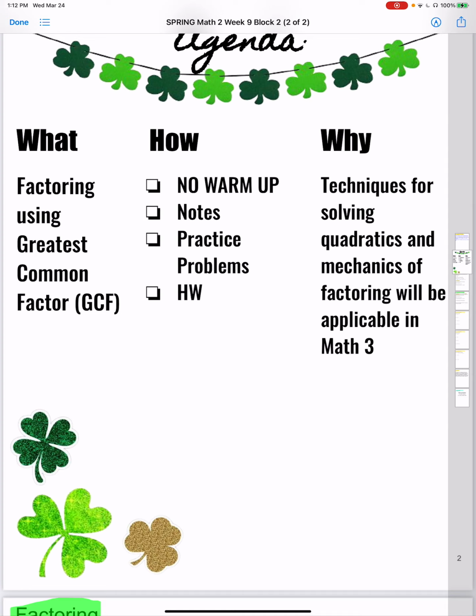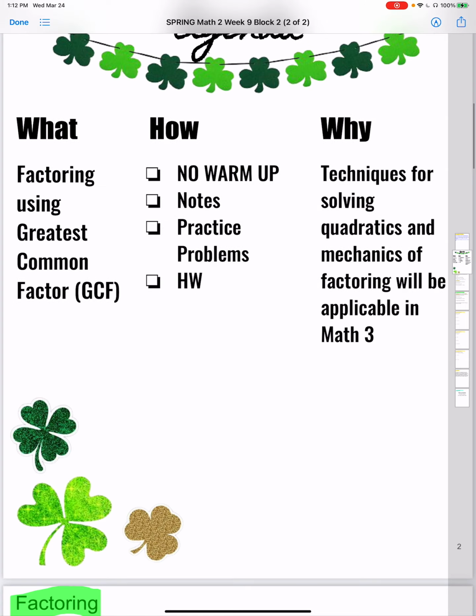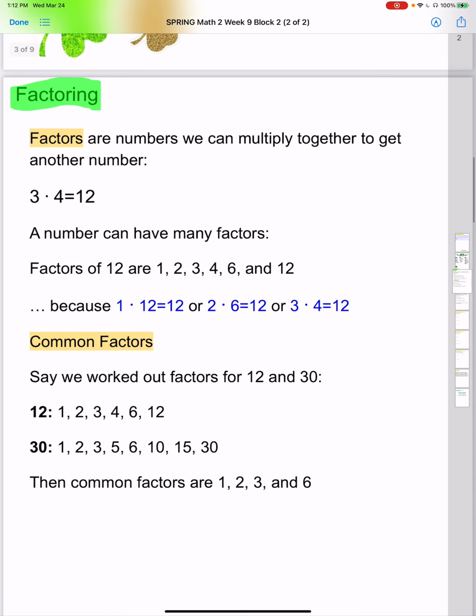Techniques for solving quadratics and the mechanics of factoring will be applicable and necessary in Math 3. So this lesson is super, super important. All right, so let's talk about factoring first.